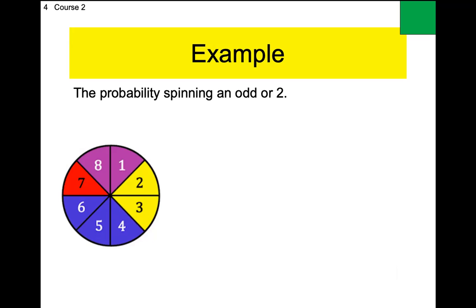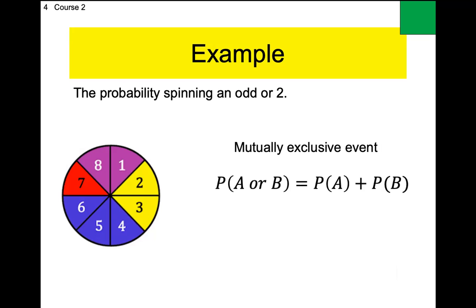Well, how about you wait and you let me teach it to you? Okay. So probability of odd or 2, that's mutually exclusive. They cannot happen at the same time. You can't be odd and a 2. So we count up how many odds and how many 2s. How many odds?